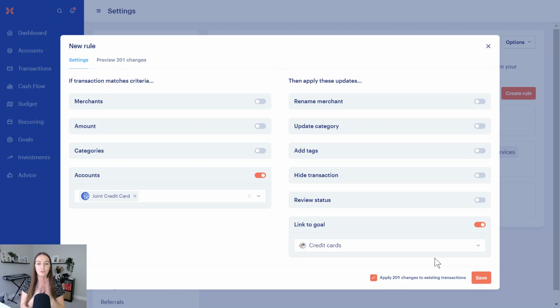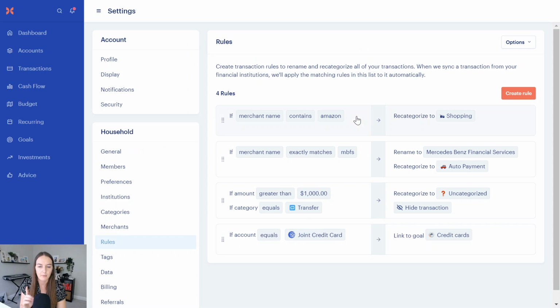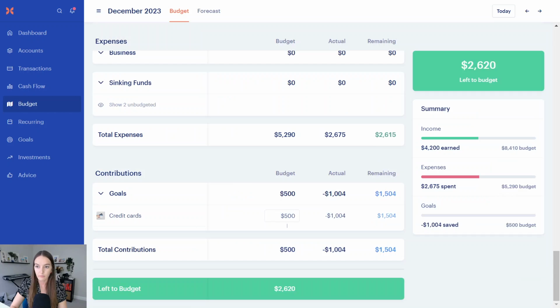So I'm going to click on this, and when I click on this, it will apply to 201 changes. That means there's 201 transactions in my credit card account that should be changed to link to this goal. So we're going to go ahead and give that a shot here. And I don't know if this will work in the demo account. I'm hoping it does. So let's find out.